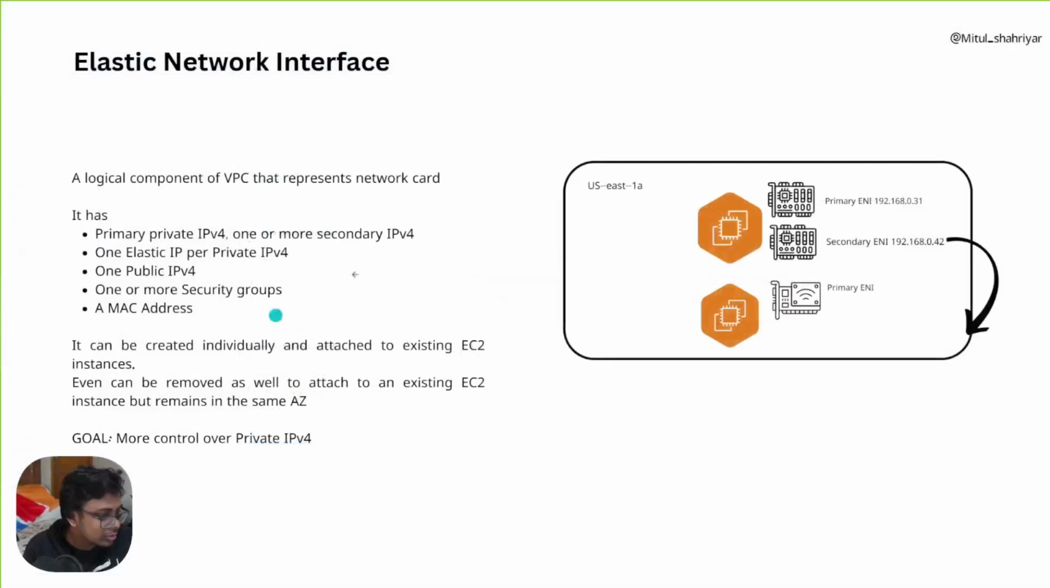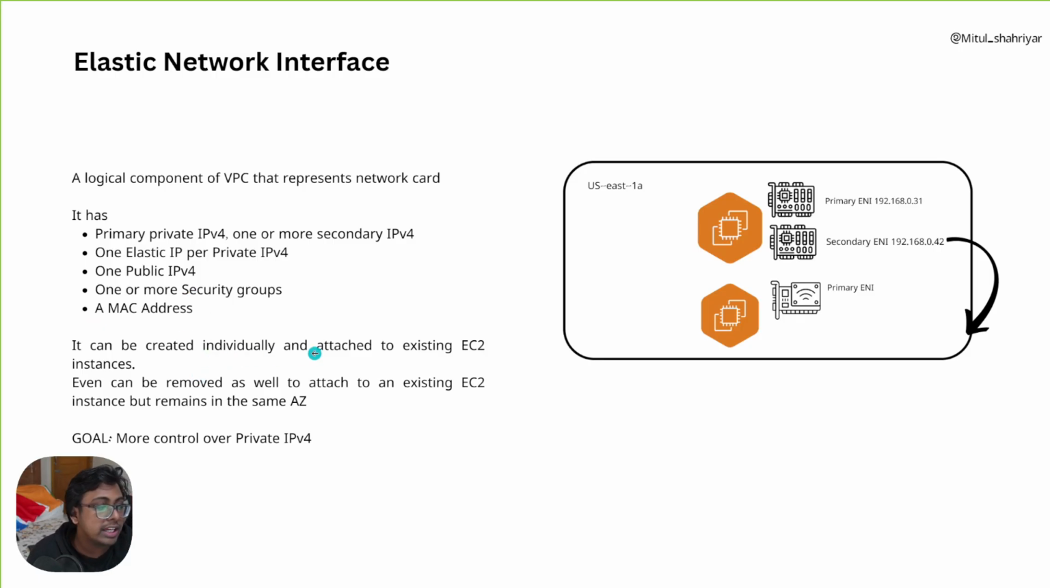Great. Now let's move here. A primary private and one or more secondary IPs. That means we can attach more ENIs here, and there will be more private IPs. You can have one elastic IP per private IP. There is one public IPv4, one or more security groups, and a MAC address. So these are the things an ENI has.